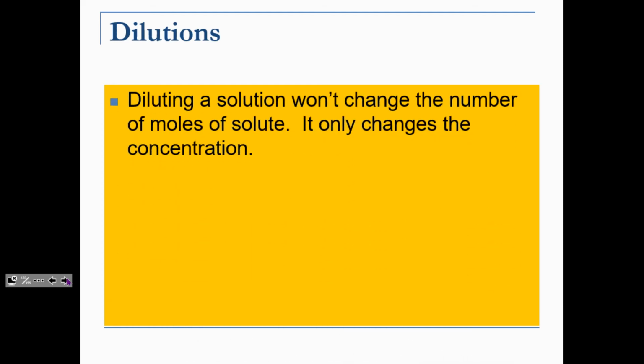We're going to talk about dilutions next. Dilution is when we dilute something, which means we add more solvent per given amount of solute. So diluting a solution will not change the number of moles. It only changes the concentration by increasing the amount of solvent.